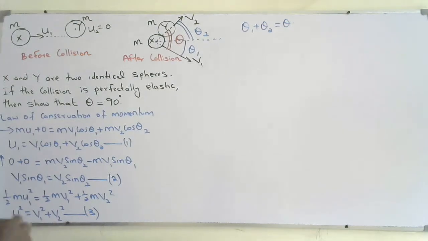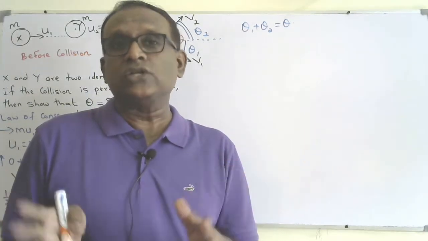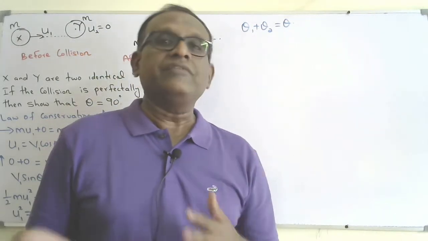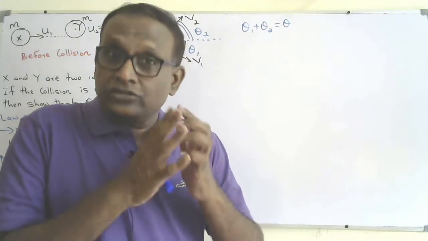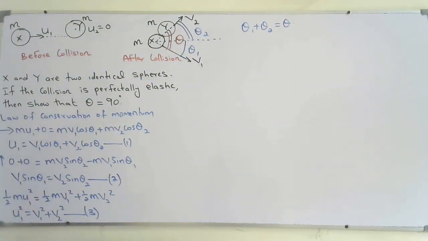Okay, so what should I do next? I want to eliminate. So I need to get finally a relationship between only theta 1 and theta 2. So I need to eliminate V1, V2 and U1. I need to eliminate by using all these three equations. That is mathematics, not physics, right? So how am I going to eliminate it?